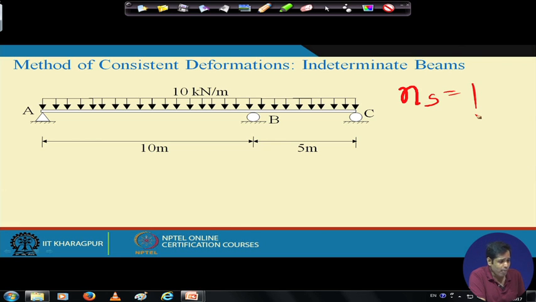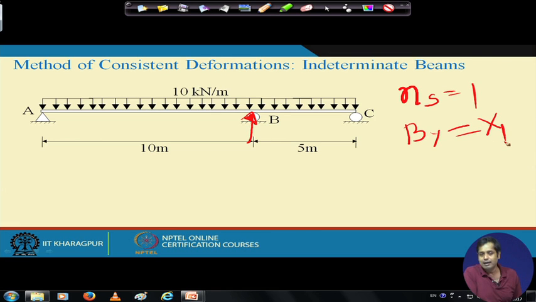Once we calculate the static indeterminacy, the next step is to identify the redundant force or redundant moments. Now, let us take By as the redundant force. This By, the vertical reaction at B, is the redundant force. Suppose this is equal to x1.